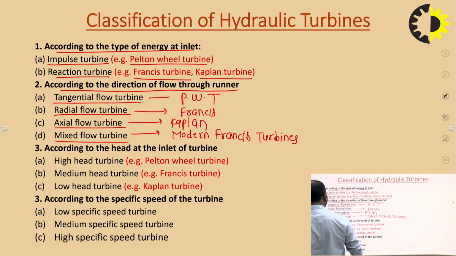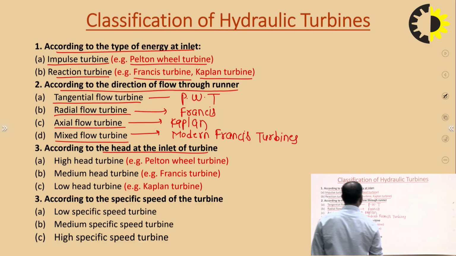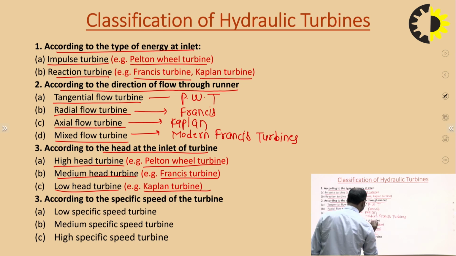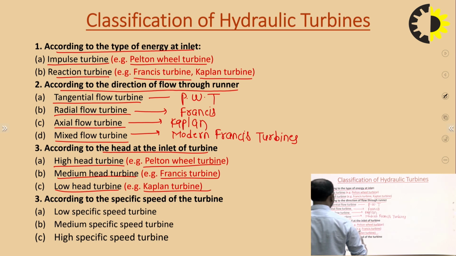Then, according to the head at the inlet of the turbine, the turbines are classified into high head turbine like Pelton wheel turbine, medium head turbine like Francis turbine, and low head turbine, meaning Kaplan turbine. So we can say that for high head, Pelton wheel turbines are used, whereas for low head, Kaplan turbines are used.